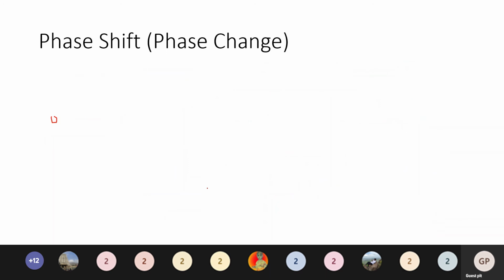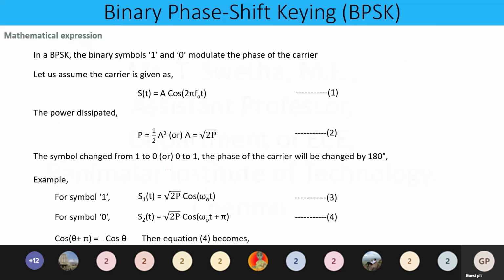In BPSK, the concept we are going to use is only two phases. Logic 1 means you add 0 degrees to the carrier, and logic 0 means you add 180 degrees to the carrier. As you can see in BPSK, here we have the carrier signal, the original carrier signal, which consists of amplitude and cos nature along with the frequency. In terms of power, P is equal to 1 by 2 A square.